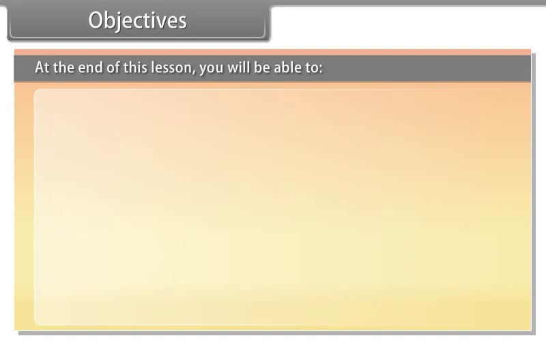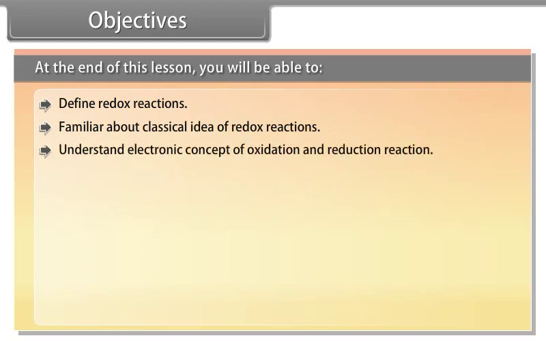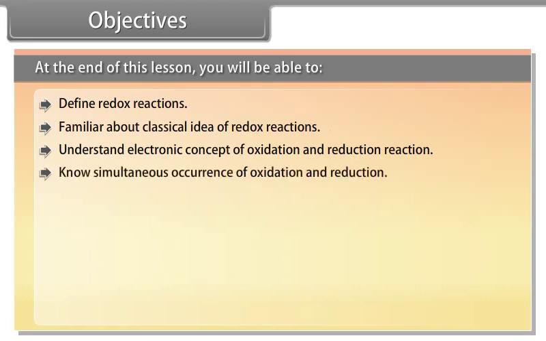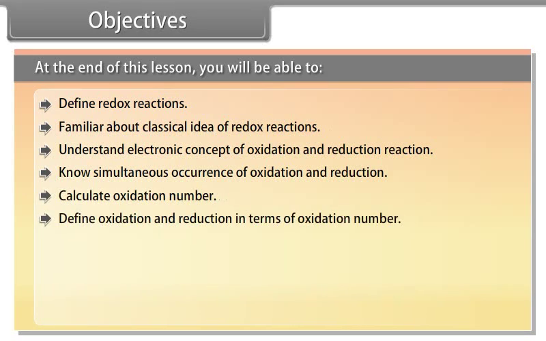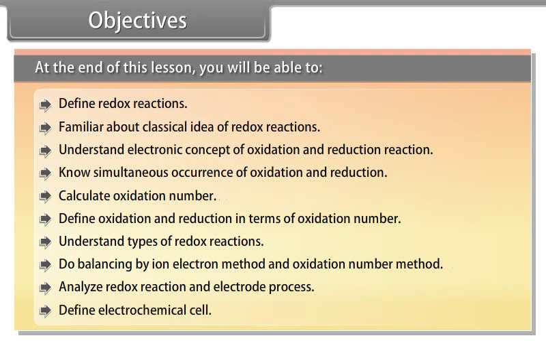At the end of this lesson, you will be able to define redox reactions, become familiar with the classical idea of redox reactions, understand the electronic concept of oxidation and reduction reactions, know the simultaneous occurrence of oxidation and reduction, calculate oxidation number, define oxidation and reduction in terms of oxidation number, understand types of redox reactions, do balancing by the ion-electron method and oxidation number method, analyze redox reactions and electrode processes, and define an electrochemical cell.